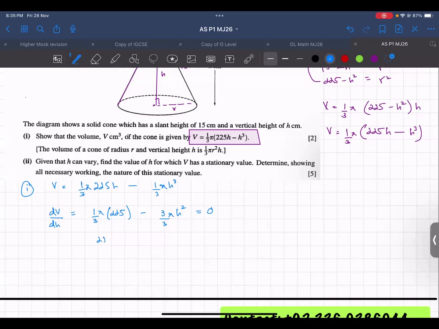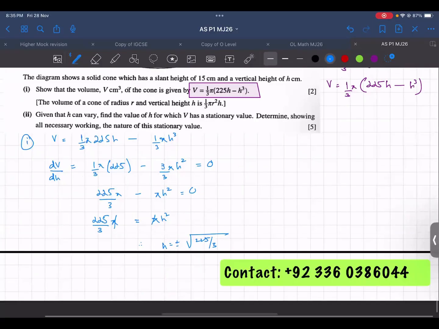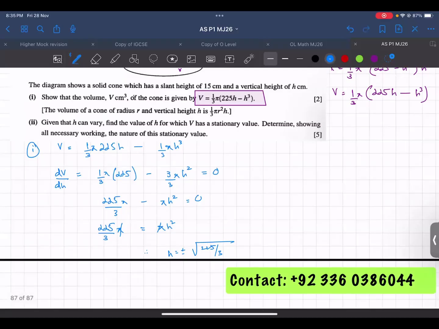Now if you solve this, 225 pi upon 3 minus pi h square is equal to 0. So 225 upon 3 pi is equal to pi h square. Pi and pi cancel out. And so your h comes out as plus minus square root of 225 upon 3. And we know that h, the height, cannot be negative, therefore we will use the positive h value. So we have found the value of h, which is positive square root of 225 upon 3. This is the value of h for which v has a stationary value.